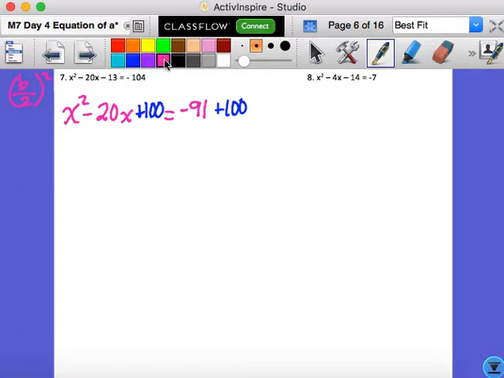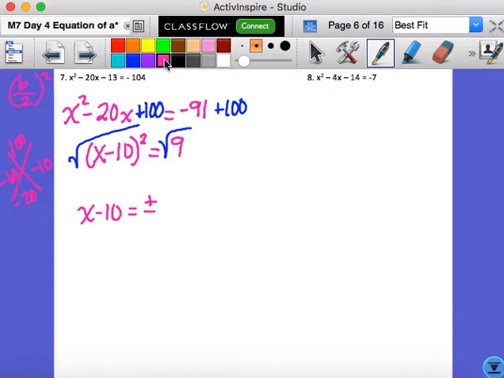Now on the left side, I now need factors of 100 that add to negative 20. So that's going to be negative 10 and negative 10. So I have the same factor twice, which means that it's a square factor. Negative 91 plus 100 is 9. Our next step is to take our square root of both sides. So x minus 10 equals plus or minus 3. So either x minus 10 equals a positive 3 or x minus 10 equals negative 3. So x is either 13 or 7.